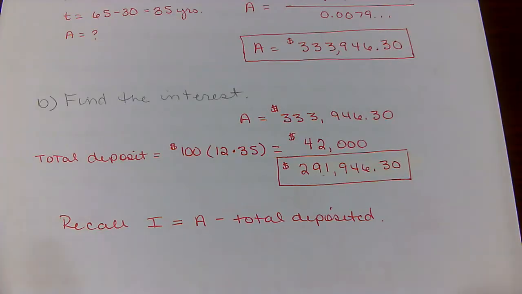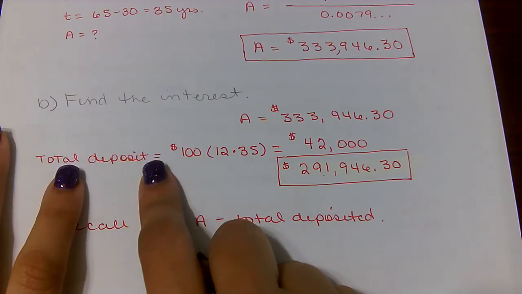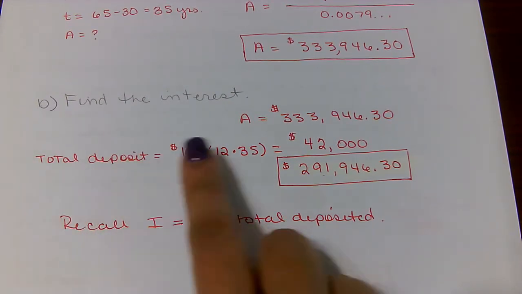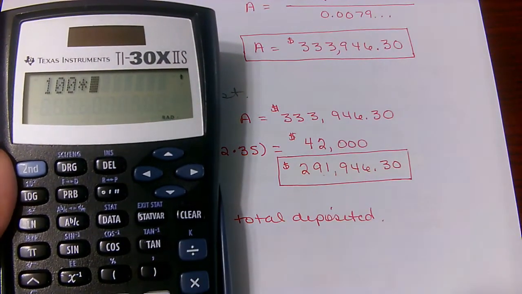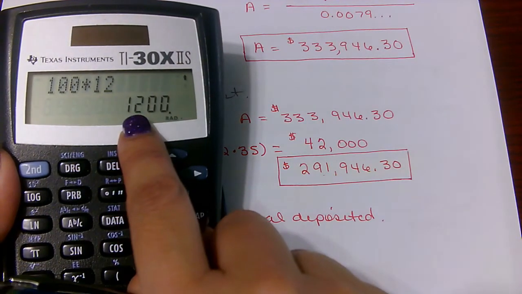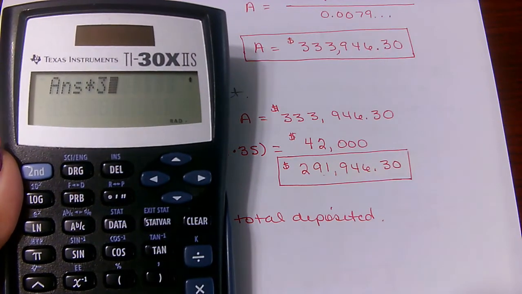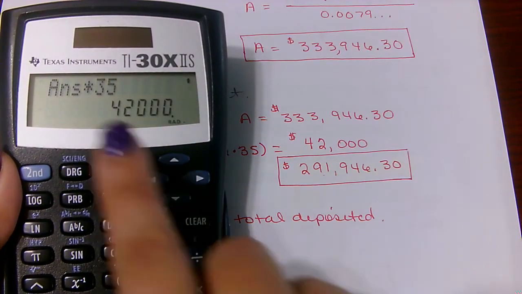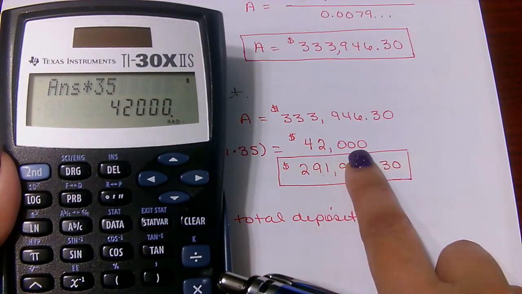Part B says to find the interest. First, we need to determine the total amount of deposits that were made. Since he put in $100 a month, we can say that he put in $1,200 a year. He did this for 35 years, so times 35, meaning that he put in a total of $42,000.